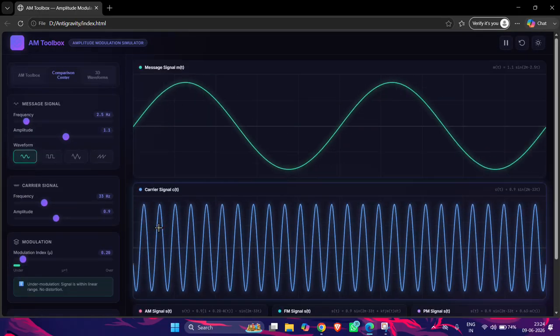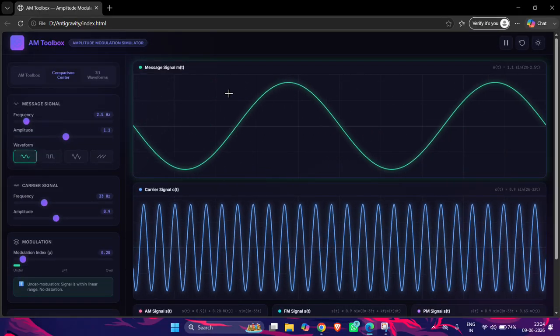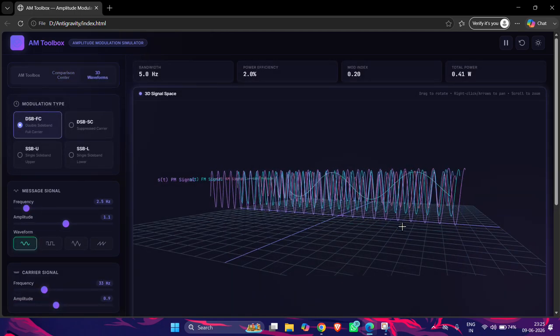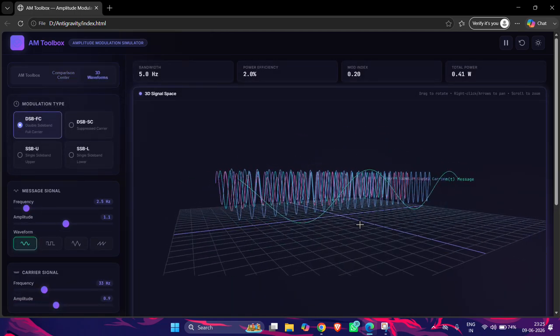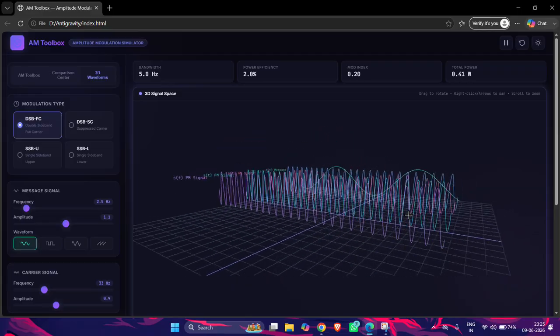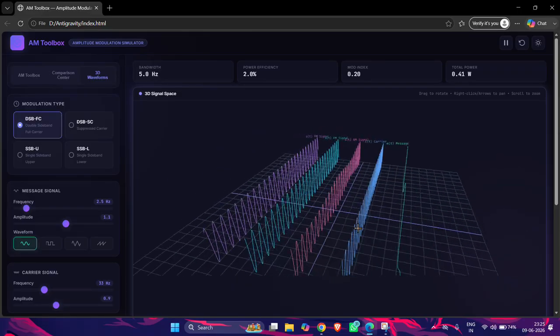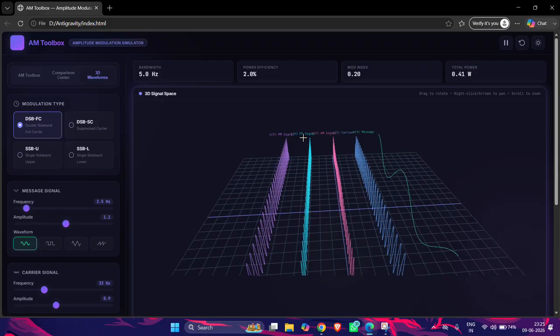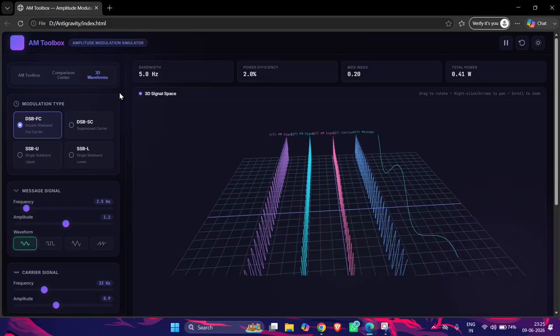So basically this is my toolbox, and just for showcase, I have created a 3D waveform model which will showcase all the types of signals which I have created. As you can see, the PM signal, FM signal, AM signal, and the carrier and the message signal. So without any more delay, let's just start.